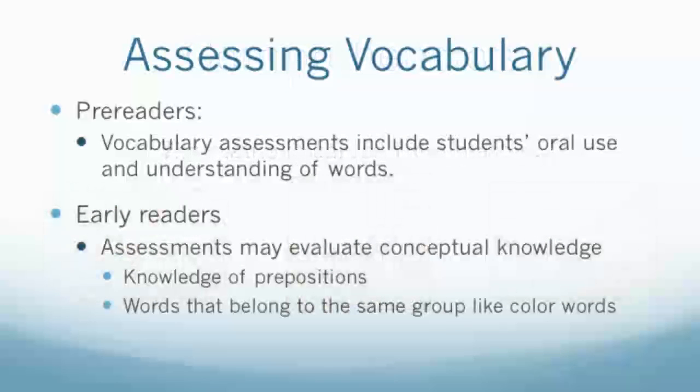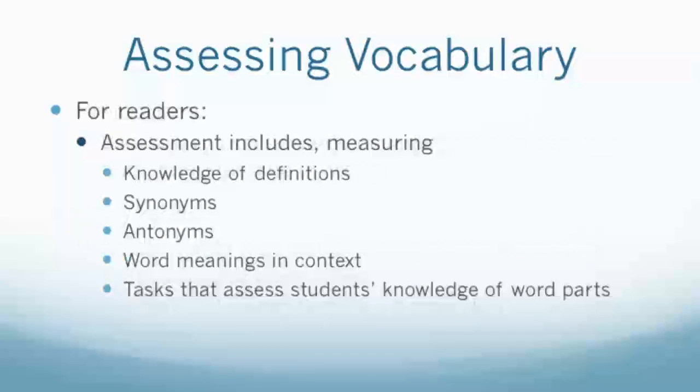For pre-readers, vocabulary assessments typically include students' oral use and understanding of words. For early readers, assessments may evaluate conceptual knowledge, such as knowledge of prepositions or words that belong to the same group, like color words. For readers, assessments of students' vocabulary typically include measuring their knowledge of definitions, synonyms, antonyms, and word meanings in context. It may also include tasks that assess students' knowledge of the meanings of word parts, such as affixes and roots or base words.